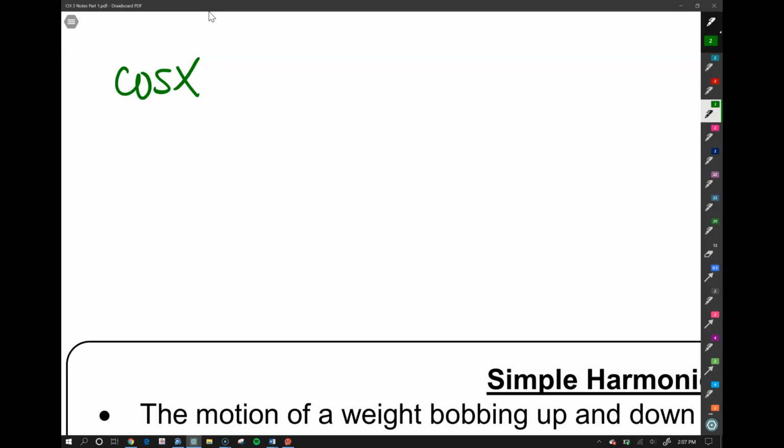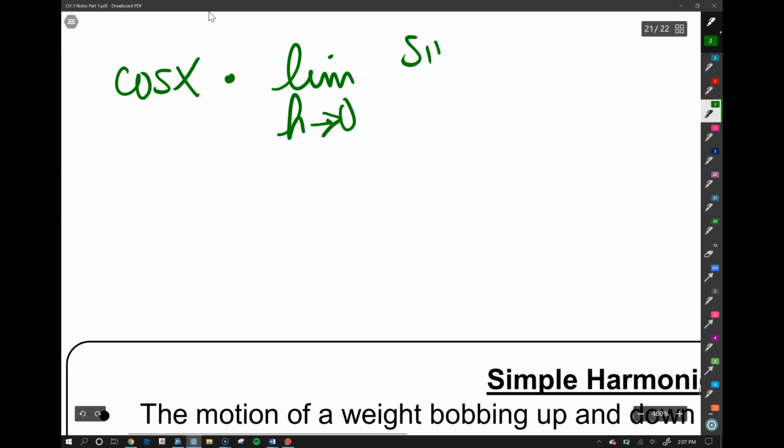Okay, so cosine x times the limit as h approaches 0 of sine x over h. Do we remember when we did something like this, sine x over x? Remember the limit? It's 1. You cancel out h.